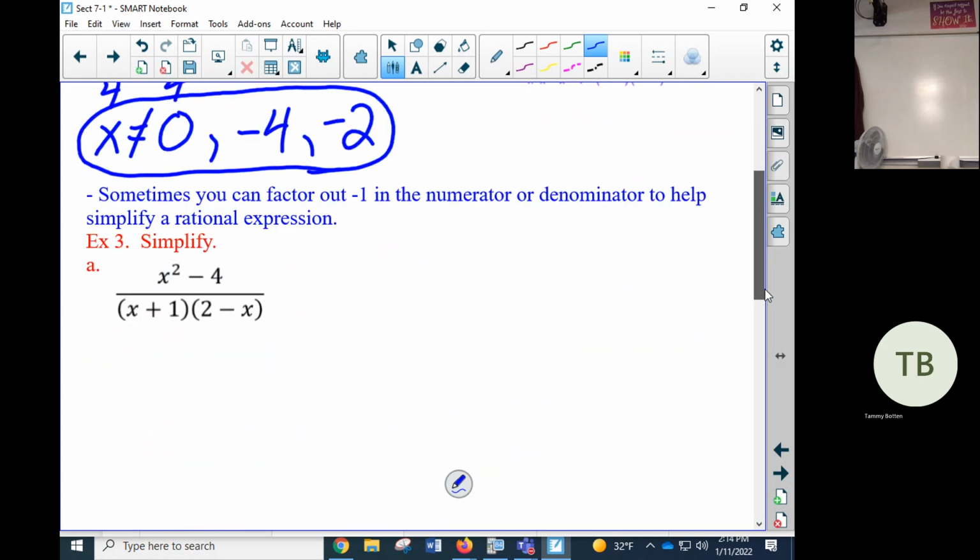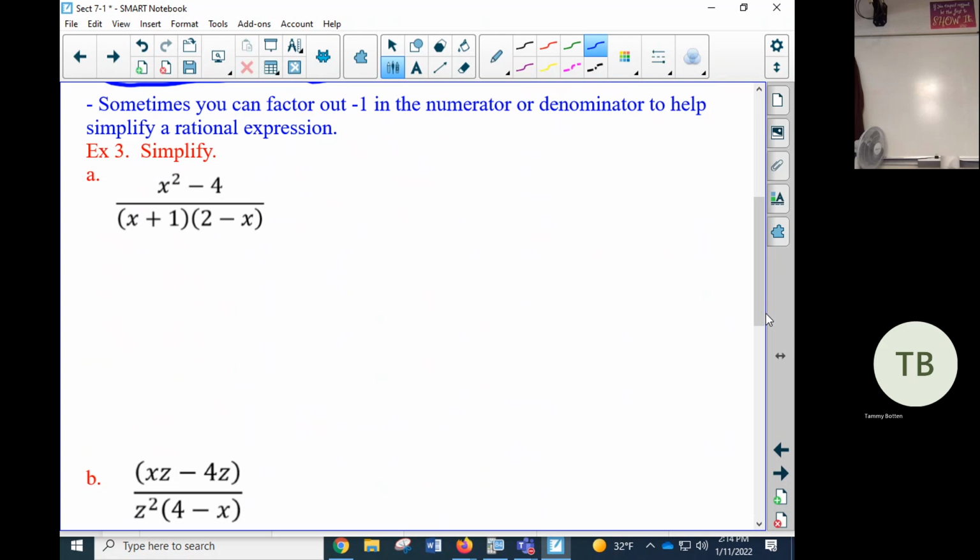Okay. Now let's look at this one. And this one we do actually have to simplify. If you notice, it doesn't say to state what values you have to exclude or what values would make the bottom undefined. It doesn't say that, so we just have to simplify. What do you recognize this top to be? Difference of squares. Yep. So you're going to do difference of squares.